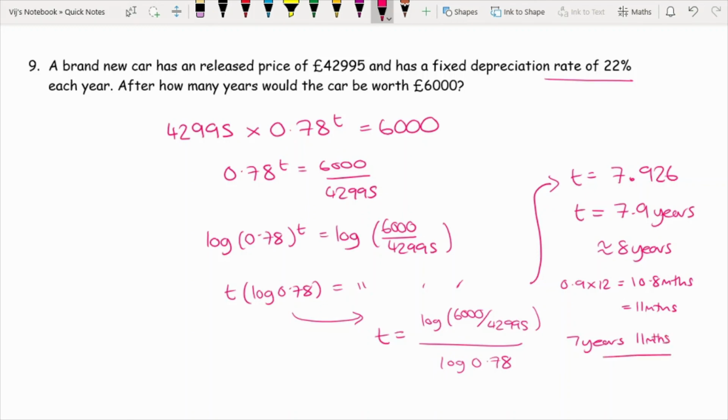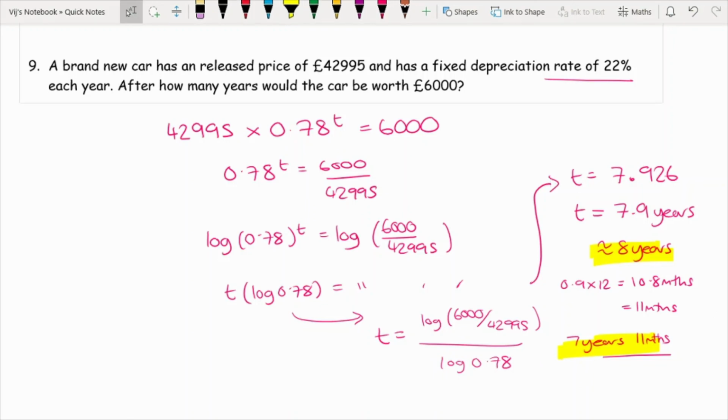But again, that's not what's necessary. It's always worth checking the answer and seeing how they want the answer written. But I would say typically, if there's no mention of months, then just give your answer as years. So either 7.9 years if you want to be accurate, or to the nearest completed year will be 8 years.